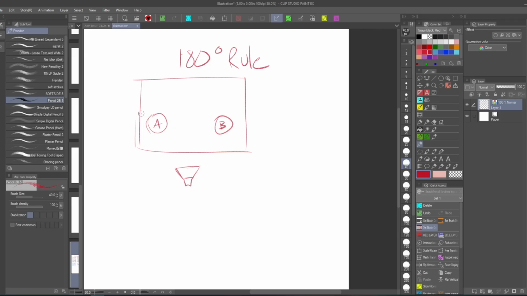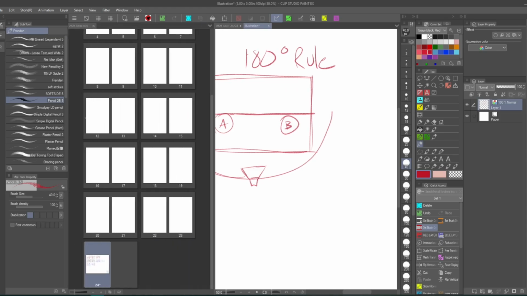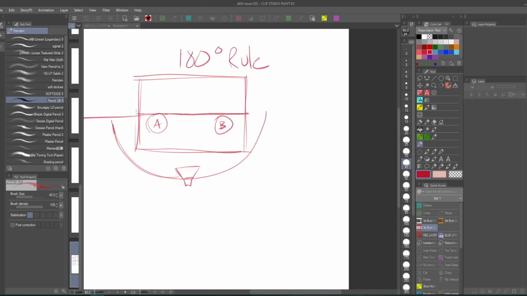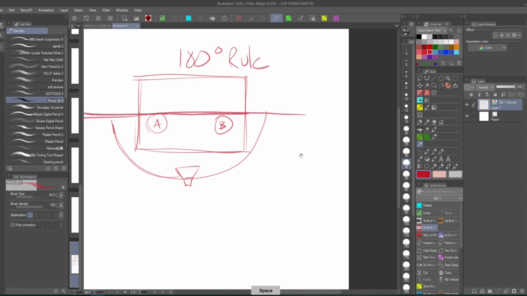The 180-degree rule is that there is an imaginary line on either side of these characters. The whole point is when you're doing your various shots, and you'll see it in movies, comics, even in stage plays, you never break this line. I'm going to show you what that looks like in practice. You can take this camera anywhere on this side, but you can't go past the line, right?